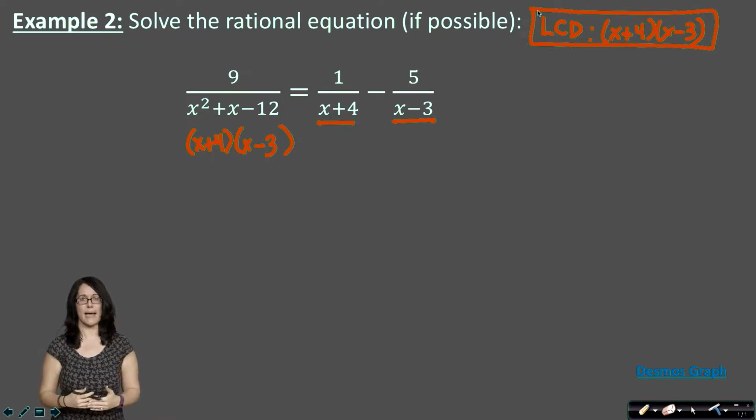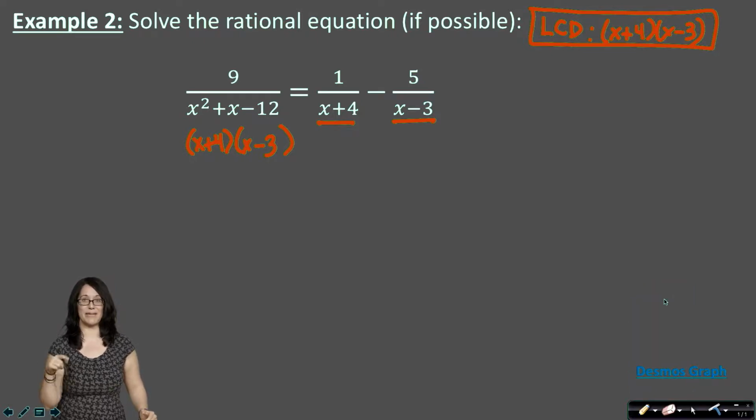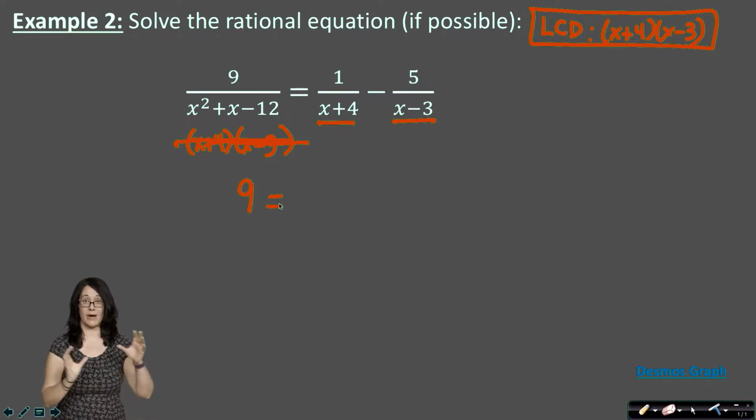What was the next step after you have found your LCD? What is the purpose of finding it when solving a rational equation? That's right, you're trying to eliminate your denominators. So did you multiply every single term on both sides of the equation by the LCD? If you did, the first case would cancel completely, wouldn't it? You would just have a 9 on the left. Feel free to write it out if you need to, but now I'm trying to save a little more time, which is hopefully what you're trying to do as well.